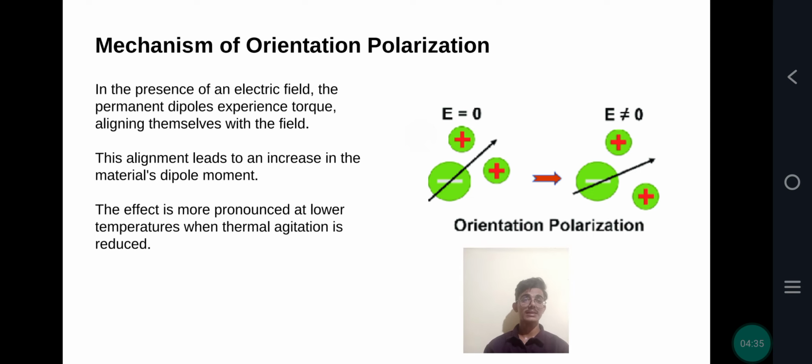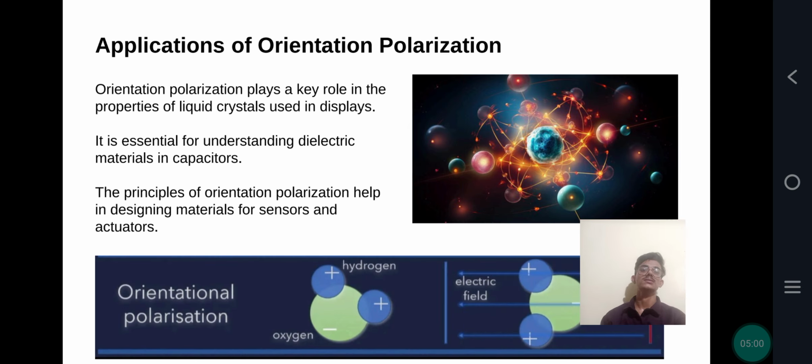Mechanism of orientation polarization. These pictures give a clear, detailed explanation about orientation polarization, that means dipolar polarization. In the presence of an electric field, the permanent dipoles experience torque, aligning themselves with the field. The alignment leads to an increase in the material's dipole moment. The effect is more pronounced at lower temperatures, where thermal agitation is reduced.